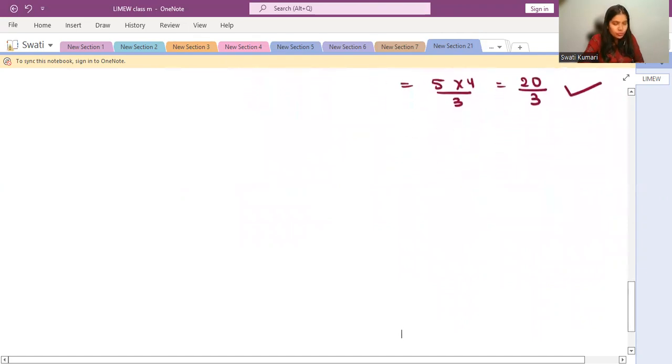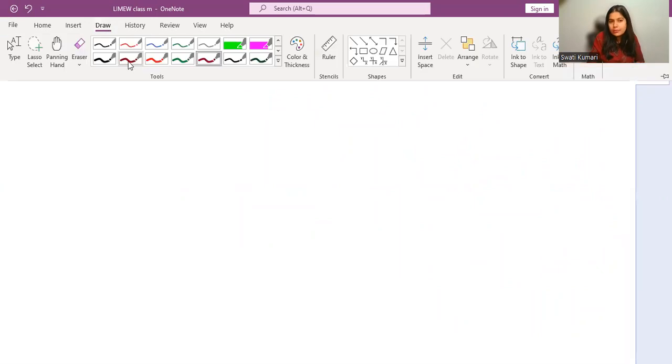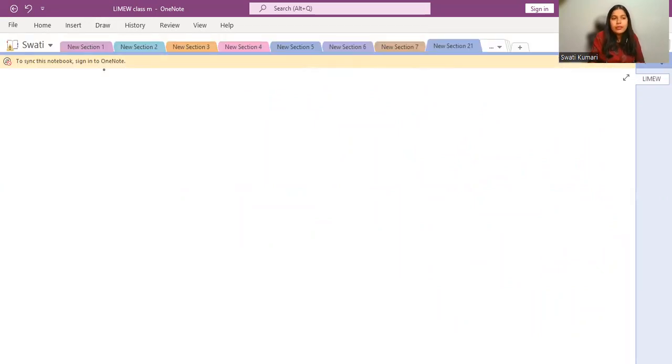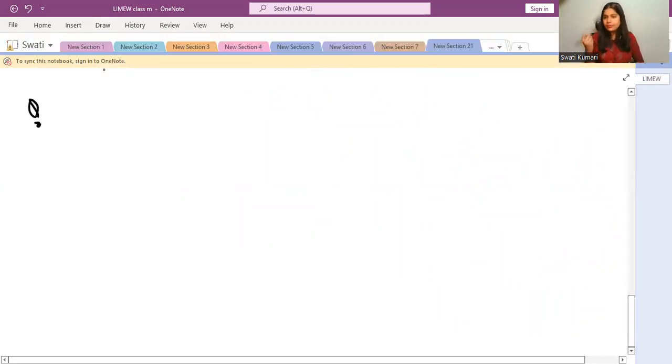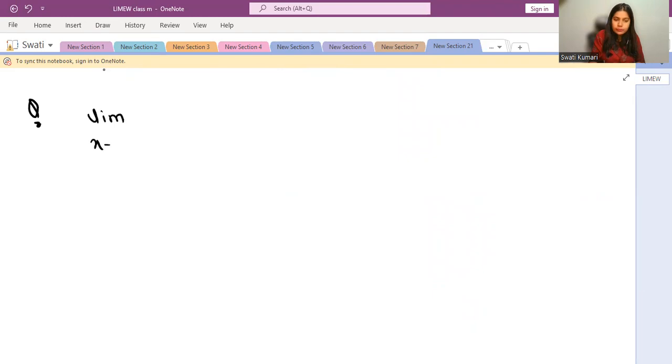Now let's do another question, which is almost similar like this, but here you will see something different as well. Okay, so for that, let me write down the question. Limit x tends to 0, root over 1 plus x minus 1 upon x.